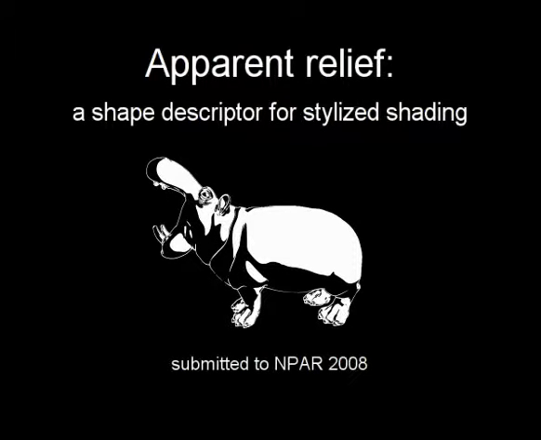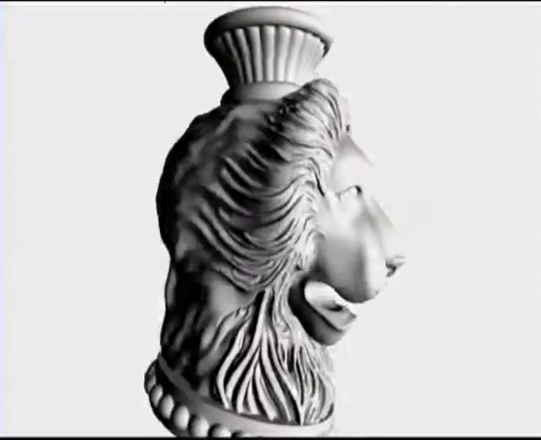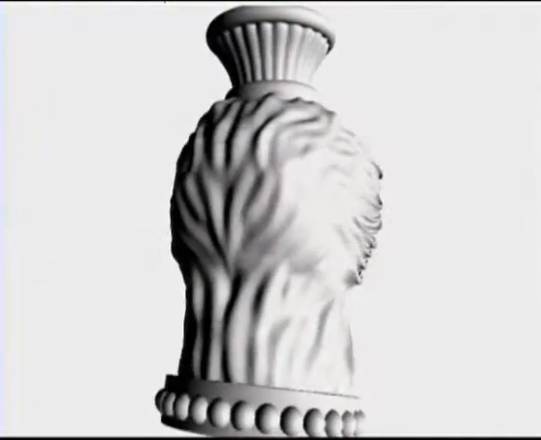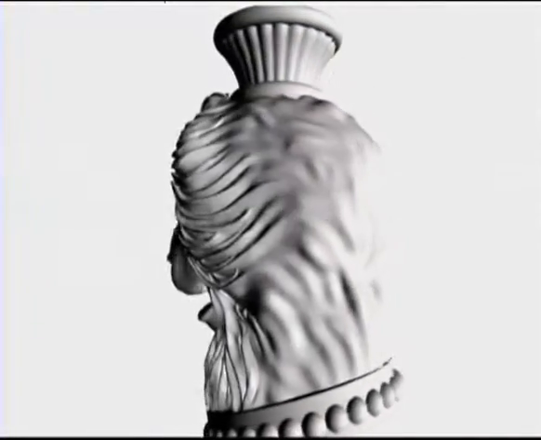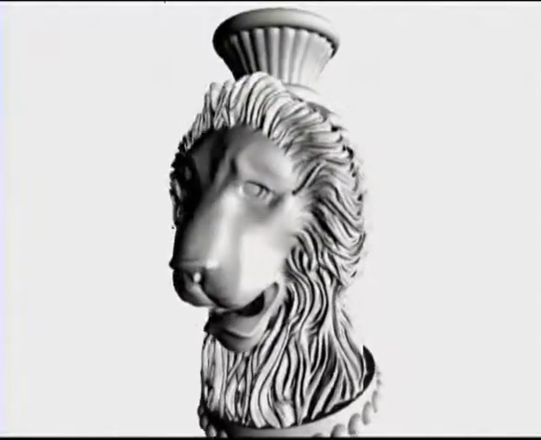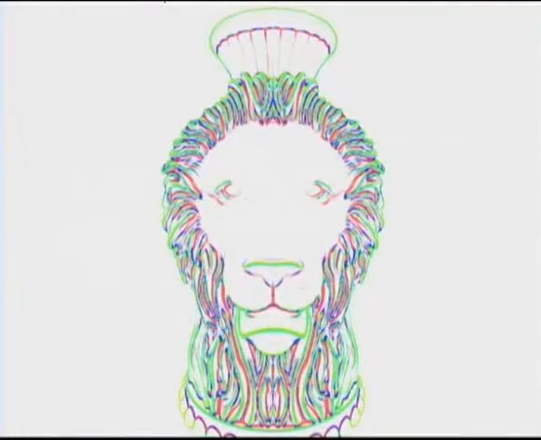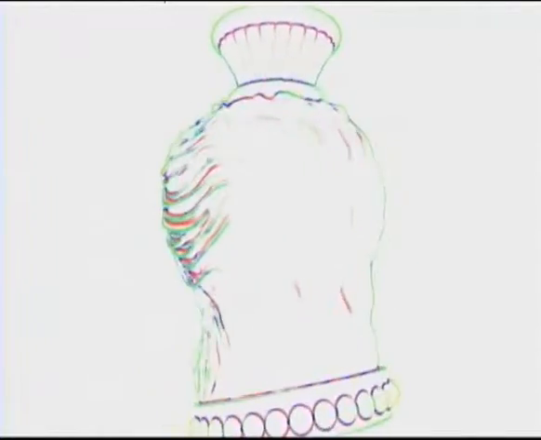We present the apparent relief, a new descriptor tailored to the depiction of objects' shape through stylized shading. It allows to extract salient information about an input object's shape, such as convexity and curvedness, and use these to create stylized renditions directly through shading.